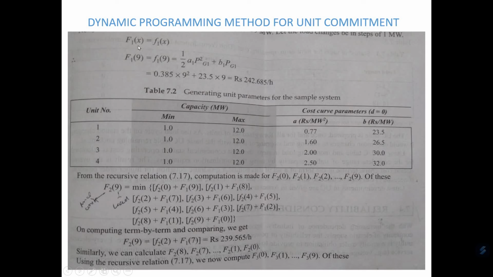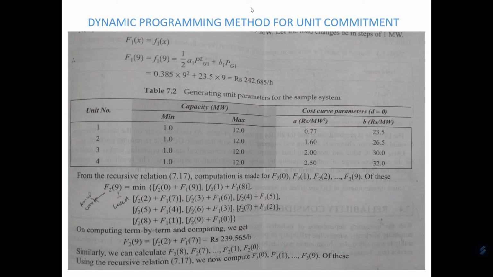Now, how we'll calculate F1 of X, which is equal to small f1 of X because both have the same meaning. What is the meaning of this? The minimum cost for generating X megawatt by the first unit. First unit means unit number 1. Here, what do we have to calculate? We have to calculate the unit commitment for generation of 9 megawatt.